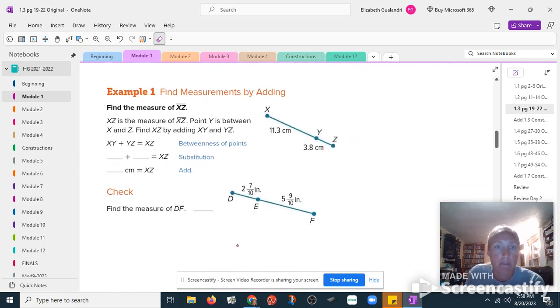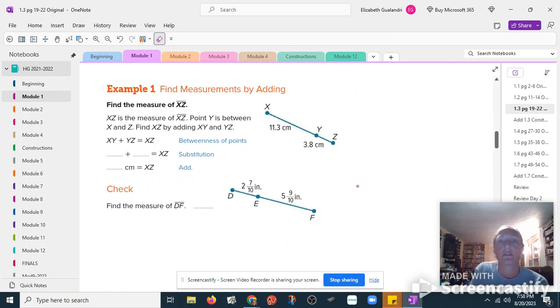Okay. If we keep going on, then we're going to go through just a few examples here. And this example is done in your book. The checks are not. So we'll kind of look at them there. But if you are finding the measure of XZ in this case, I'm finding the distance between X and Z. I have a distance. So if you have a distance that is given, and it's given here, that is telling me that that is the measure between the points on either side of it. So point X is on this side and point Y is on that side.